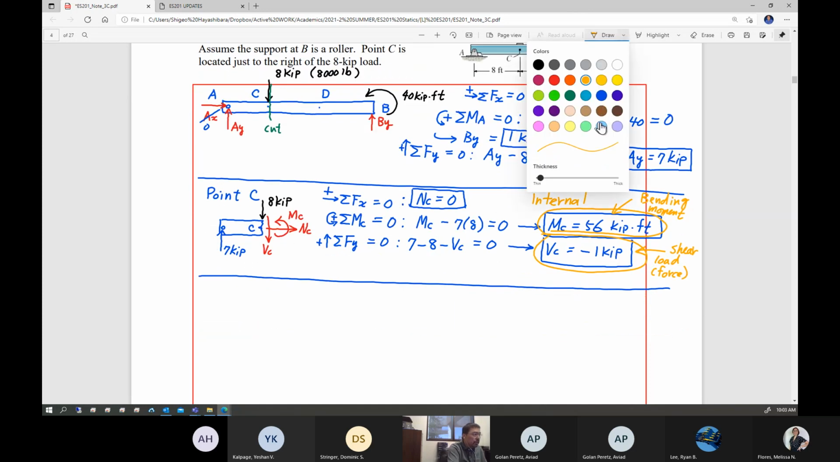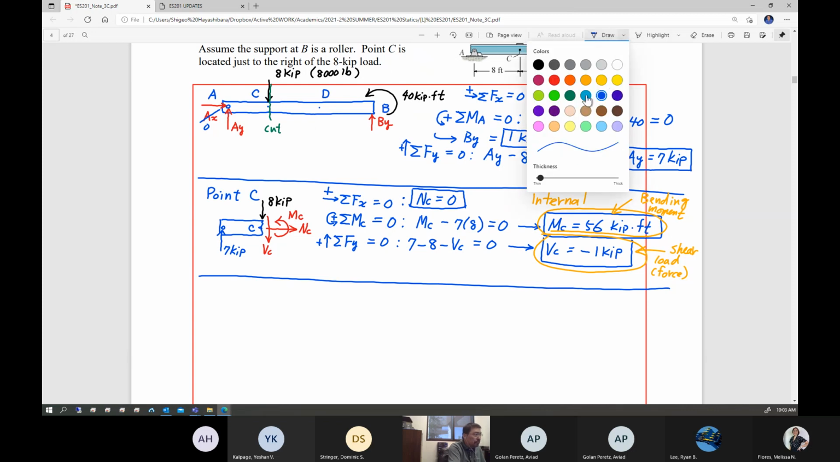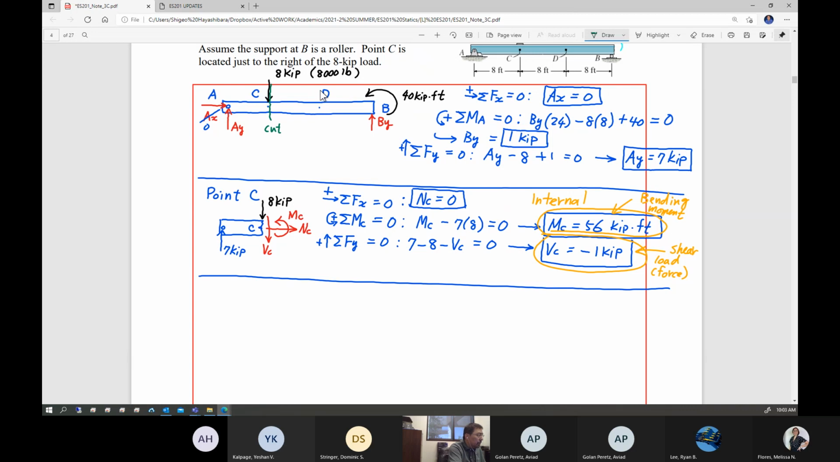Okay, so point D. Once again, you're going to introduce another cut going through point D. Now, as you cut, you cut this original beam into 3 segments. You can freely choose either this segment or that segment for the free body diagram, okay? I'm going to probably choose this one. But alternatively, of course, you can choose this one to solve this problem.